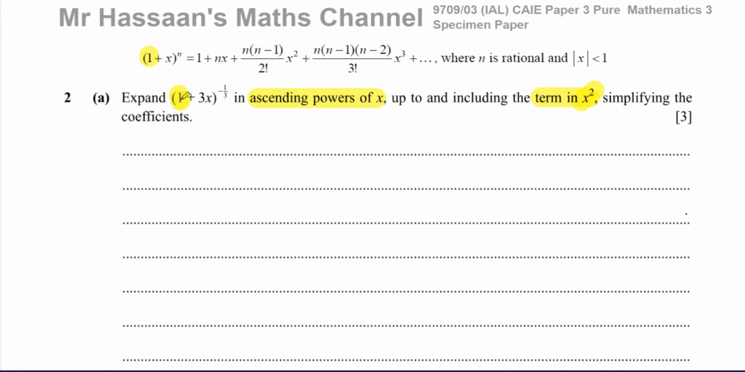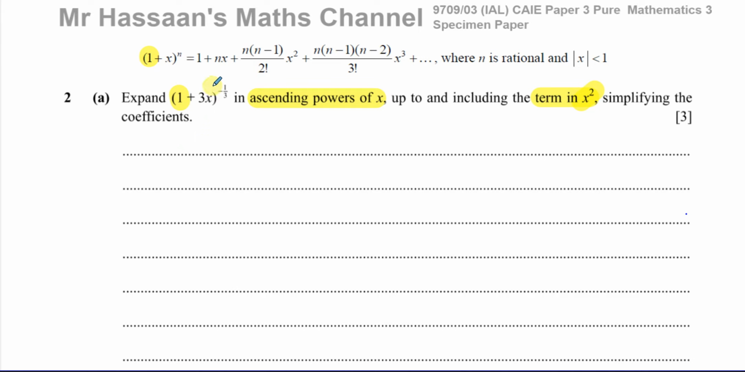If it wasn't a 1 here, for example, if it was 2 plus 3x to the power of minus a third or something like that, then we would have to take out that 2 from the bracket, divide this term by 2, and that 2 would be raised to this power. Then you can have something as 1 plus 3 over 2 x to the power of minus 1/3, expand that, and then multiply it by 2 to the power minus 1/3 in the end. But in this case, we don't have to worry about that. That's perfectly fine because there's a 1 here, because it has to be of this form 1 plus x. If it's any other number here apart from 1, we have to modify it accordingly. All right, that's the first point.